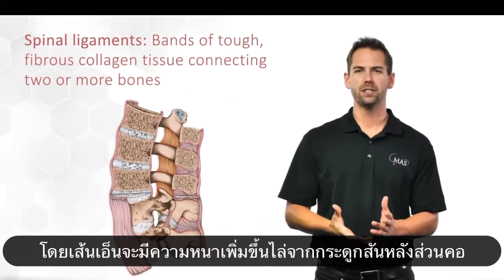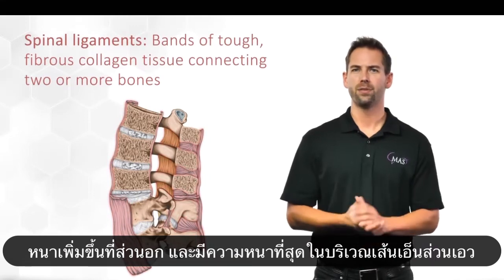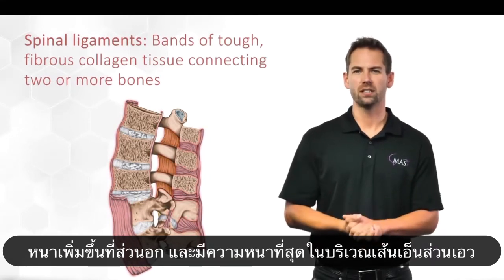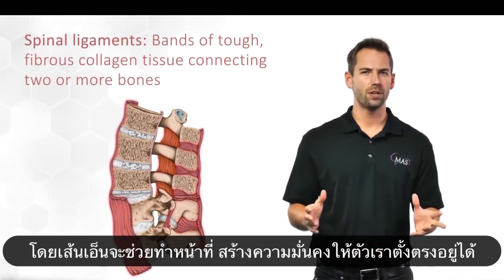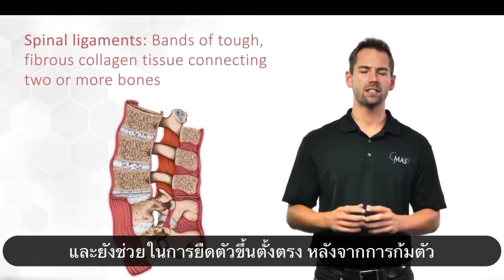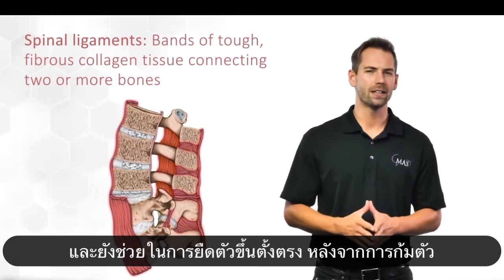In the neck region, the ligaments are thin. They are thicker in the thoracic region and thickest in the lumbar region. Their marked elasticity serves to preserve the upright posture and assist the vertebral column in resuming it after flexion.